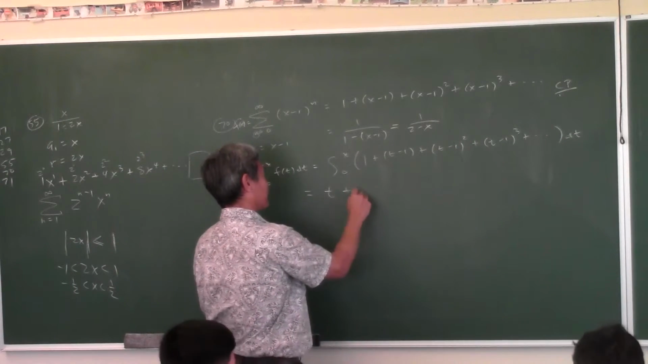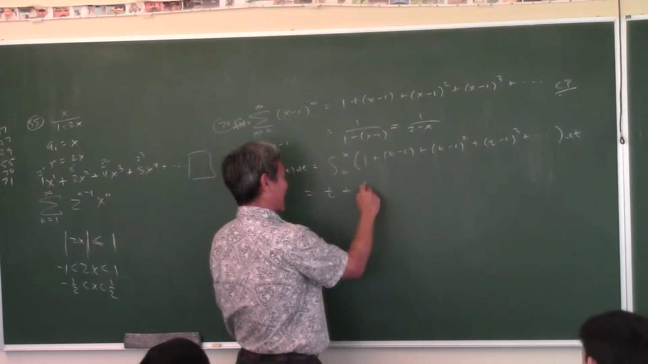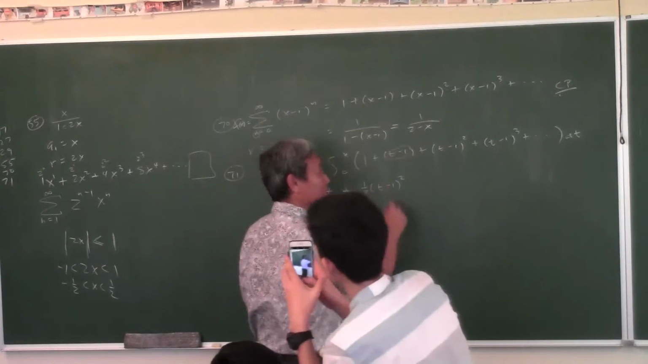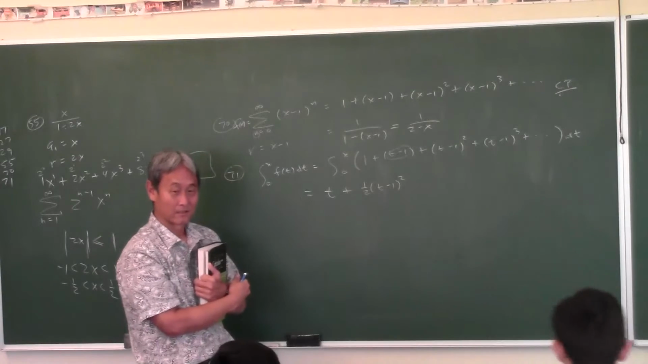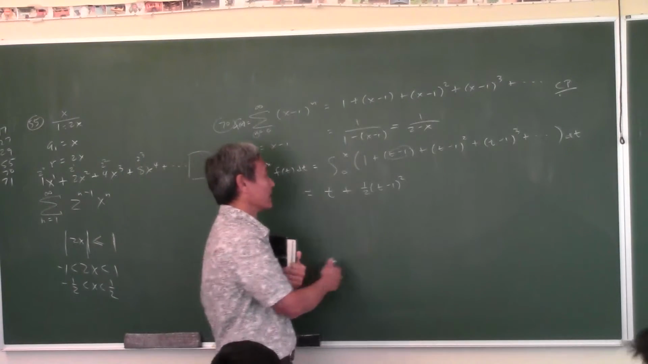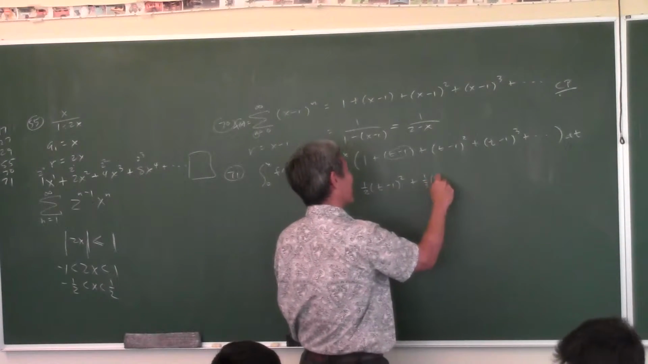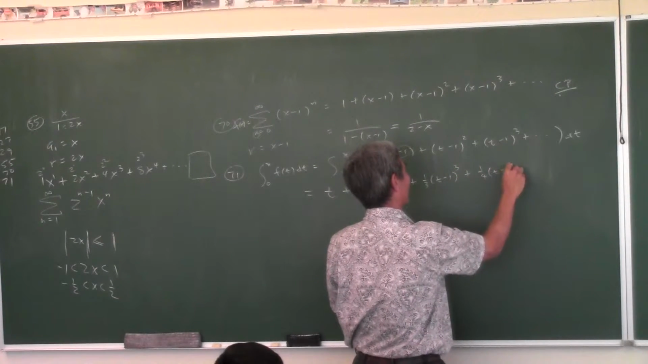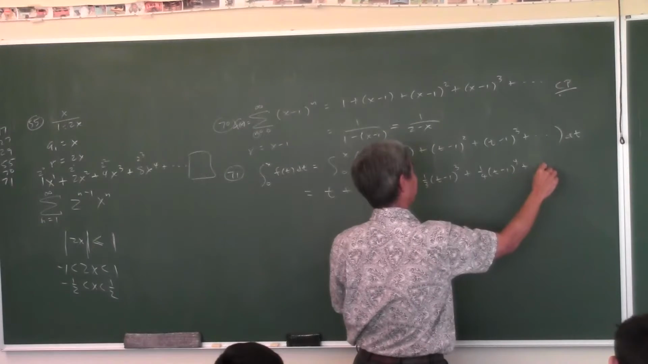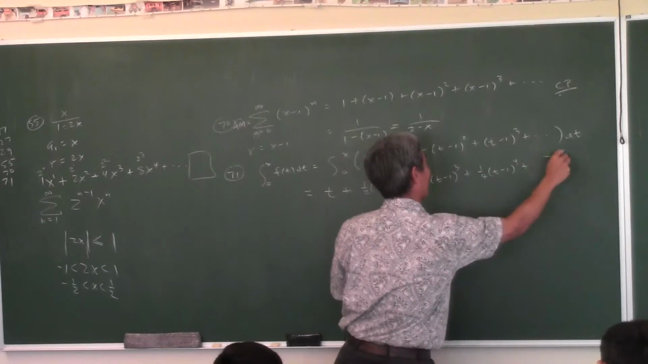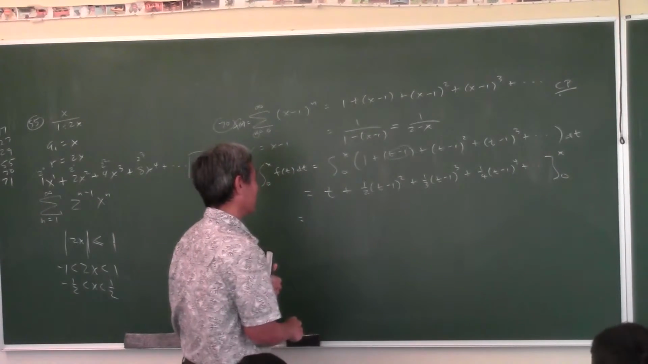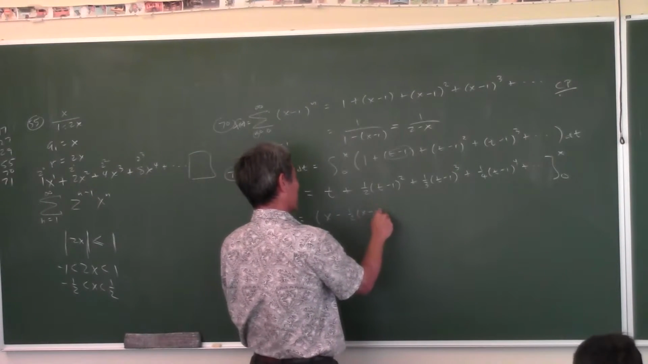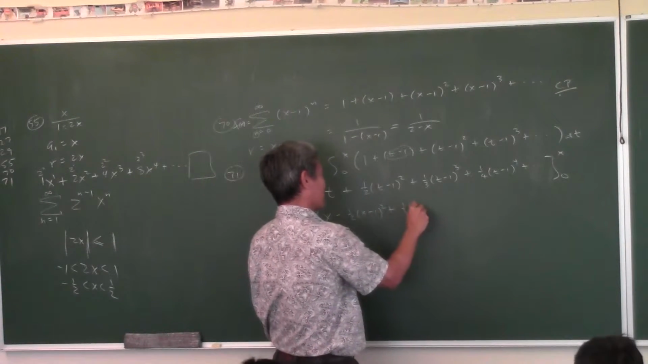Okay, next one. Can I just do this? One half (t minus 1) squared? Yes, because the derivative of the box is 1, so you can. Next one, can I go one third (t minus 1) cubed? What about one fourth (t minus 1) to the 4? Plus dot dot dot, from 0 to x. Okay, plug in the top. x minus one half (x minus 1) squared plus one third (x minus 1) cubed.